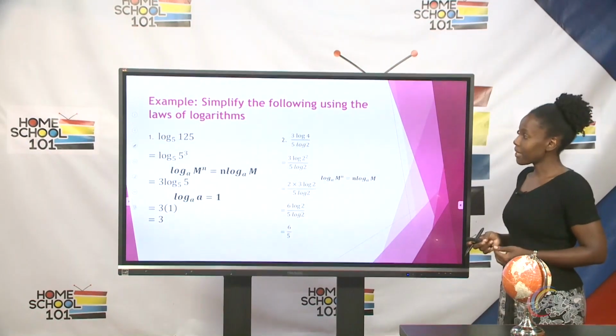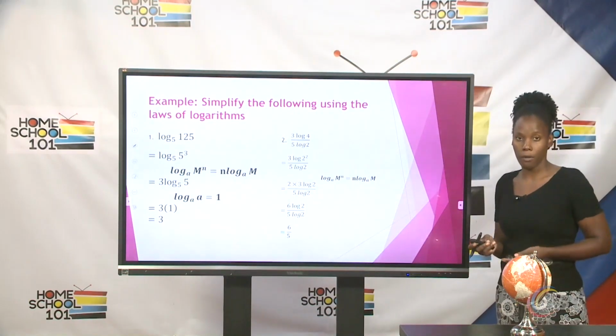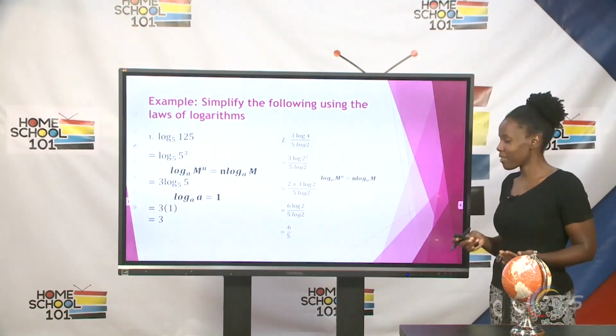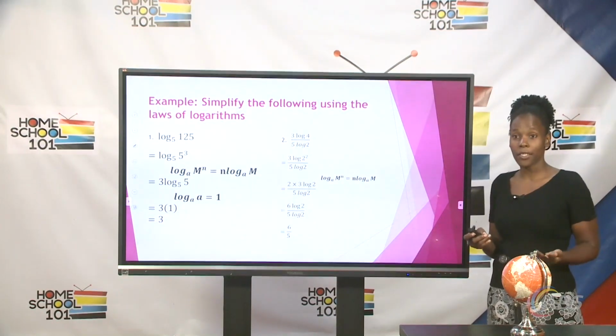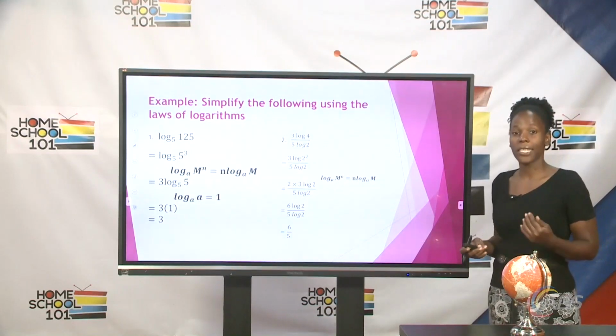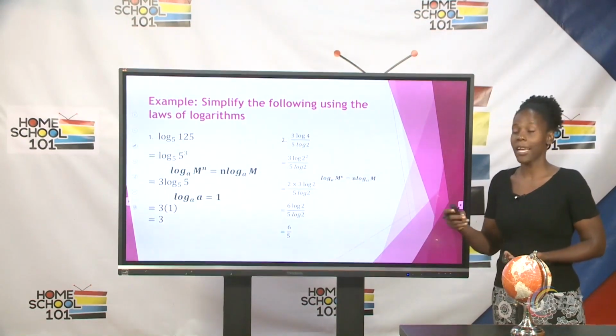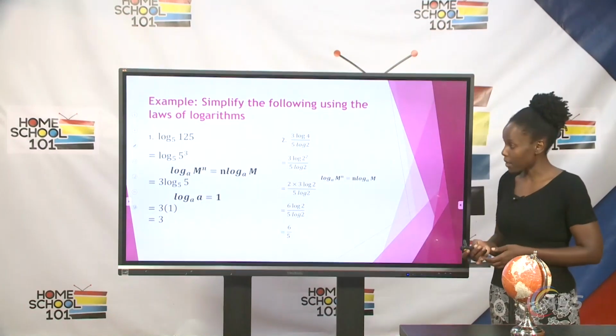So, an example. It states, simplify the following using the laws of logarithms. And a key thing to note is that logarithms and exponents are intertwined. Sometimes, or most times, what you would have to do is simplify the expression using the rules of exponents, and then apply the laws of logarithms.